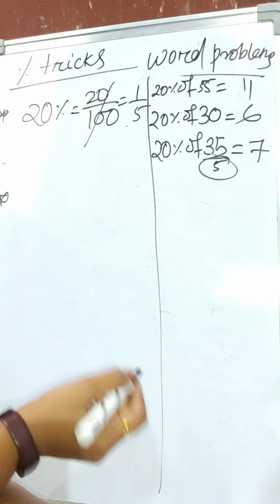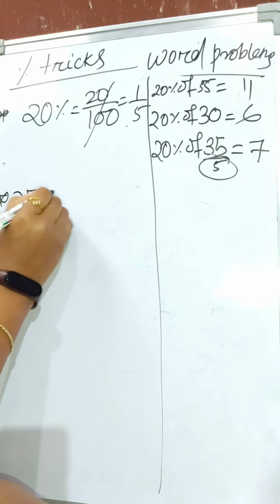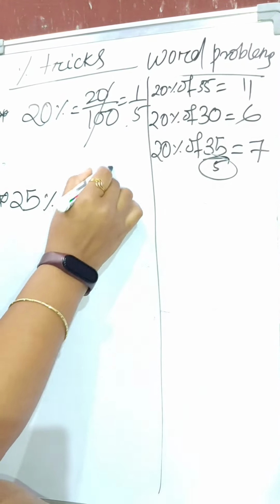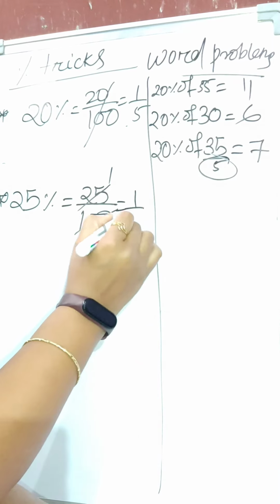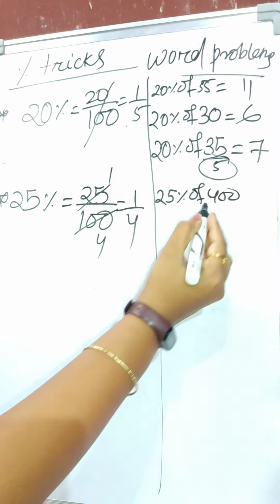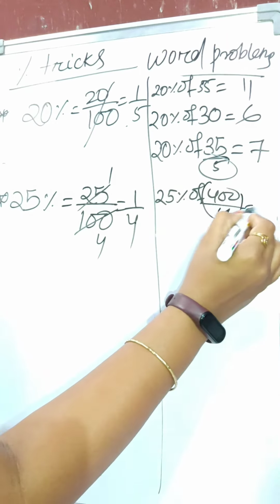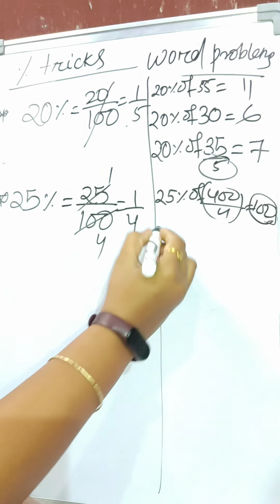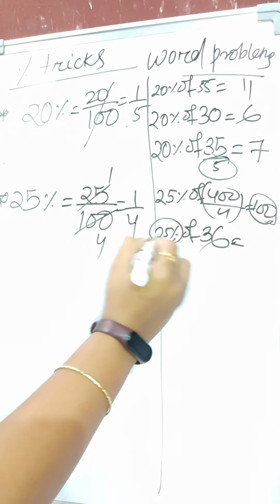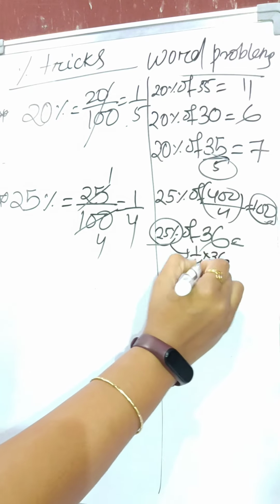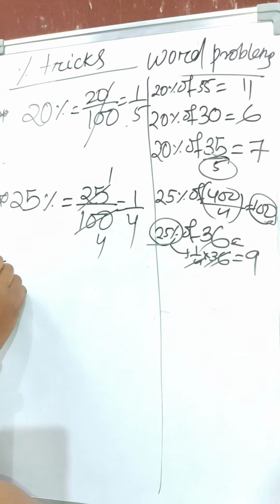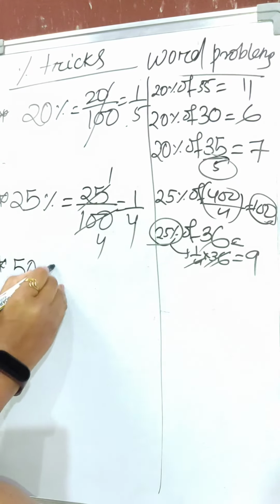Next, come to the 25%. So 25% is what? 25 by 100. In short, it is 25 fours, so 1 by 4. Here are some examples of how quickly we could do this. 25% of 400 means 400 by 4 is equal to 100. Am I right? 25% of 36 means 36 by 4 is equal to 9. See how easily and orally we could do this. Once we know what is 20%, what is 25%, we can easily calculate them.